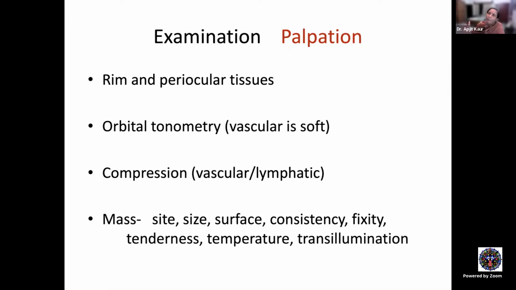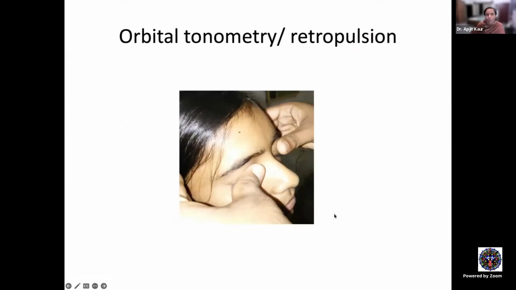same, like you did in your general surgery. Where is it? How big is it? What is the surface like? What is the consistency like? Is it fixed to the underlying structure? Is the skin over it fixed? Is it tender? What is the temperature like? Is it transilluminant? All these points will be applicable to this orbital mass also.